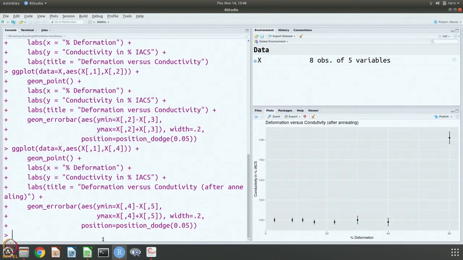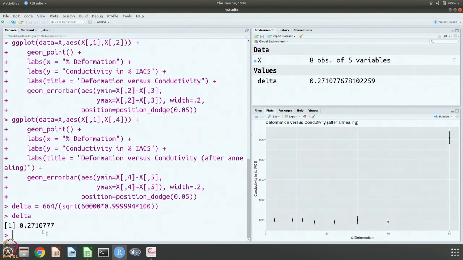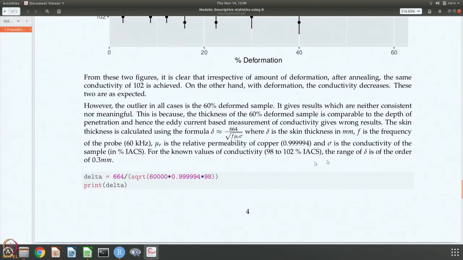So let us calculate that delta, and that delta was 664 divided by square root of 60,000, that is 60 kilohertz, and the mu r, and the conductivity is about 100, right? And the delta value is about 0.3 millimeter, right? So it is about 0.3 millimeters. So it so happened that in this case, in the 60% deformed case, the thickness of the sample is about 2 or 2.5 times this 0.3, and that is the reason why we got this outlier.